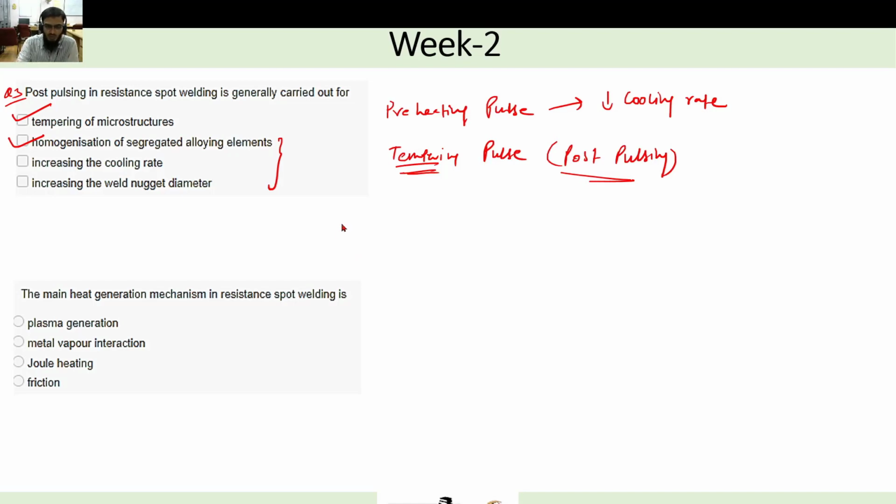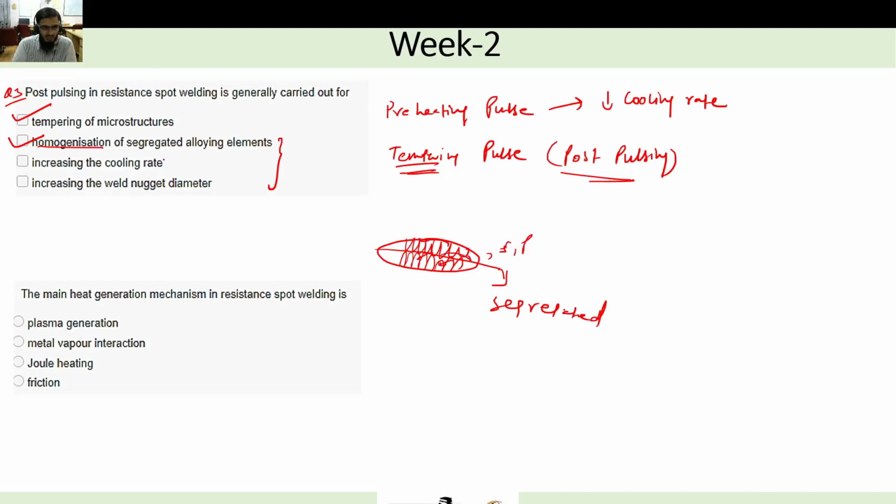As I told you, in that weld nugget, the columnar grains will be growing from the bottom and from the top also. But at the center line here, impurities will be getting segregated, right? So after welding, if you want to minimize the segregation here and homogenize your microstructure, then you can use this post pulsing. Because now you are heating it and allowing your impurity elements, let's say sulfur, phosphorus, to diffuse and move into other places. So homogenization will also be happening.